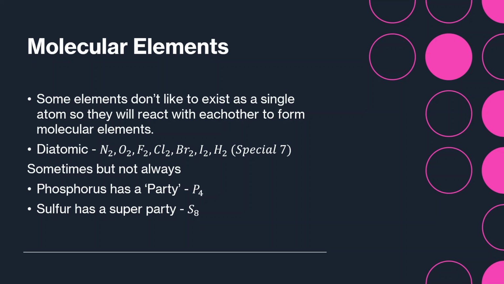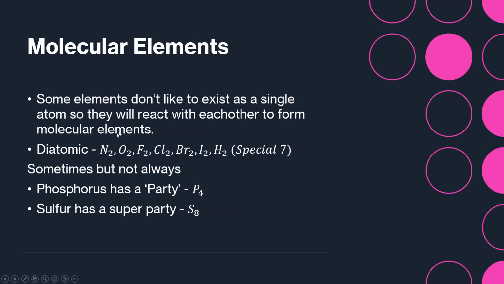So, a couple other things to be aware of. The first is molecular elements. Basically, some elements are so reactive that they actually don't like to exist as a single atom. So, they react with each other to form what's called a molecular element. So, the most common ones are the diatomic ones. So, that'll be nitrogen, oxygen, fluorine, chlorine, bromine, iodine, and hydrogen.